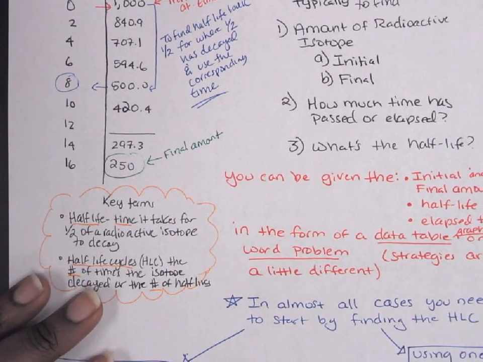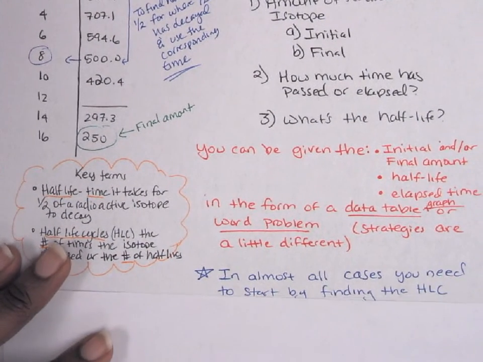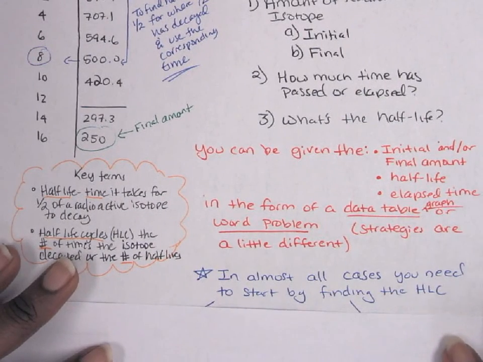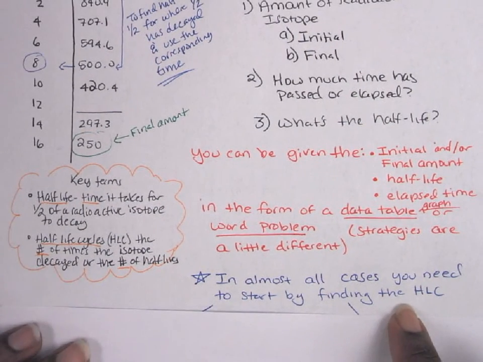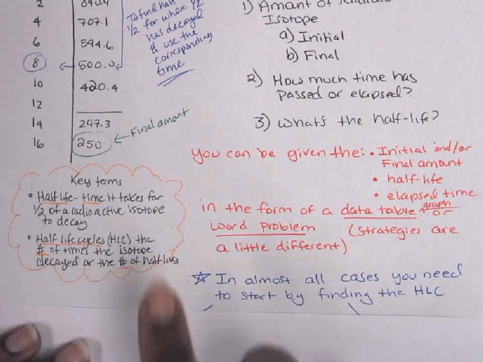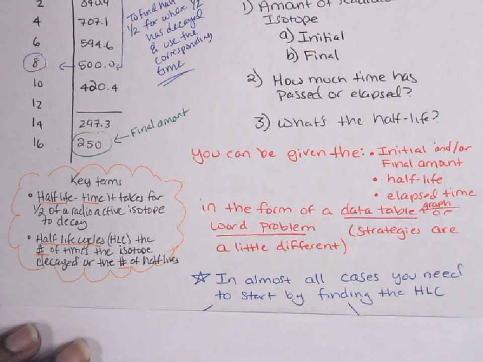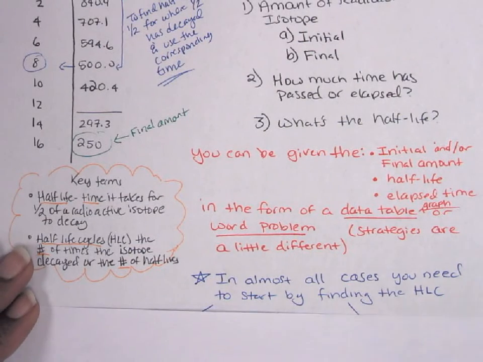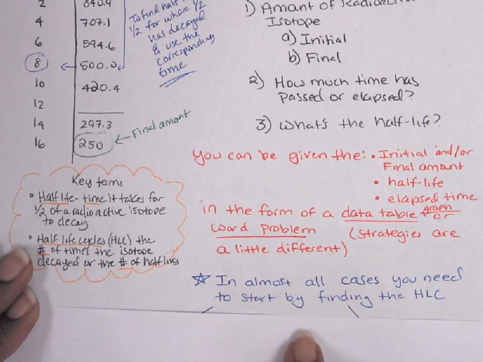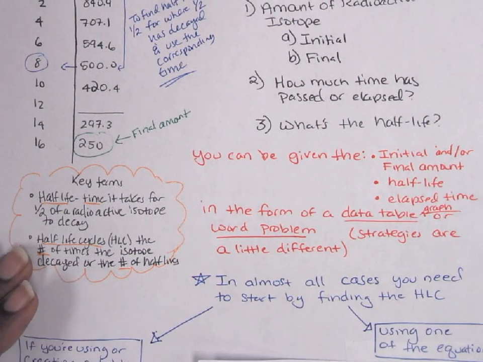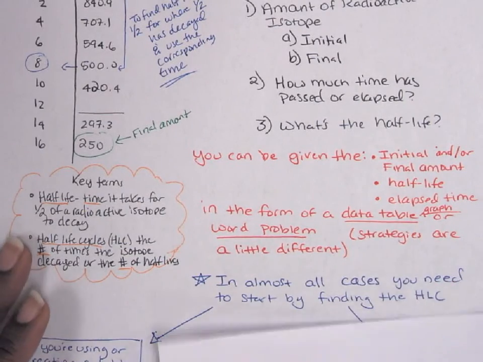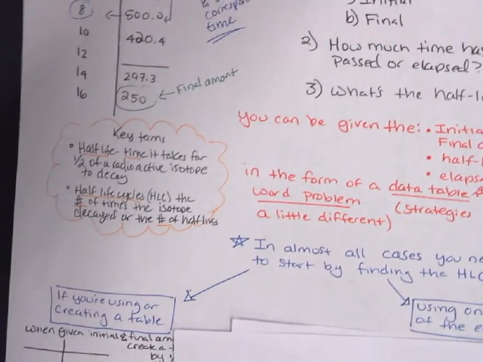So in almost all cases, the first thing you need to do to answer the problem is start by finding the half-life cycles. So remember, that's the number of times the isotope has decayed by half, or the number of half-lives that have occurred in the problem. Now, to find the half-life cycle, there are two ways that you can do it. So let's start off by looking at those two ways, and then we'll go into detail into both of them.